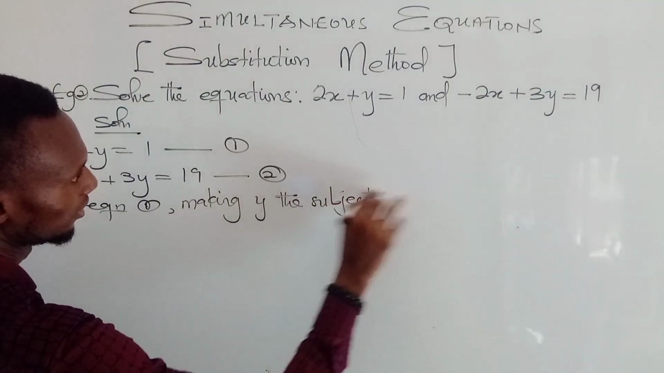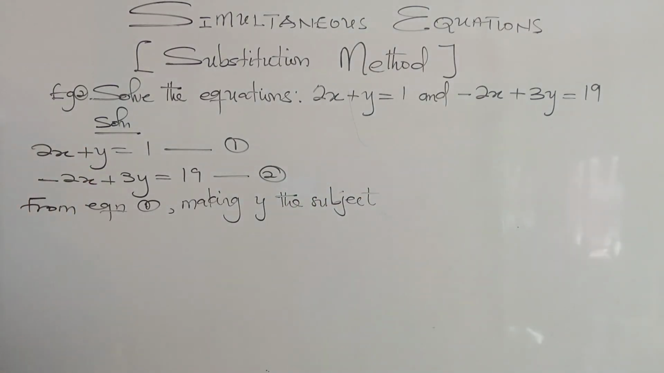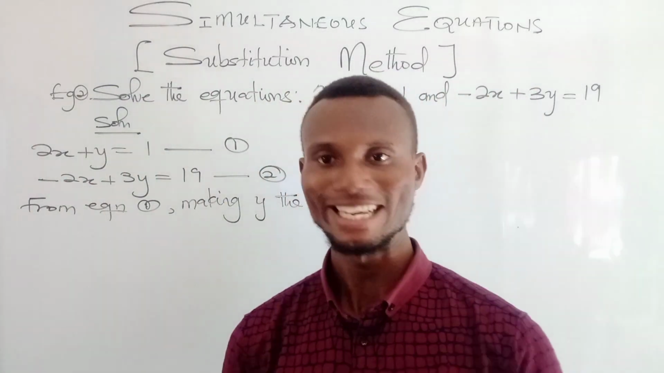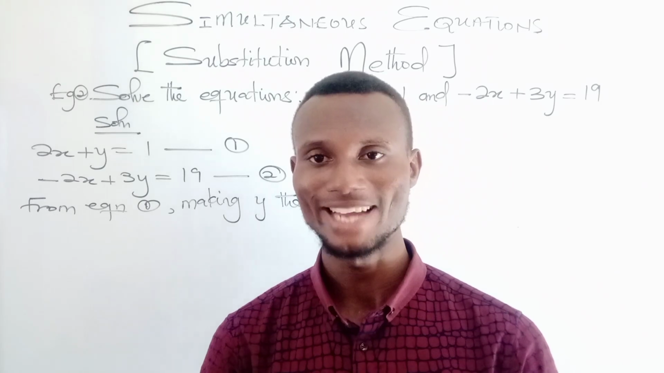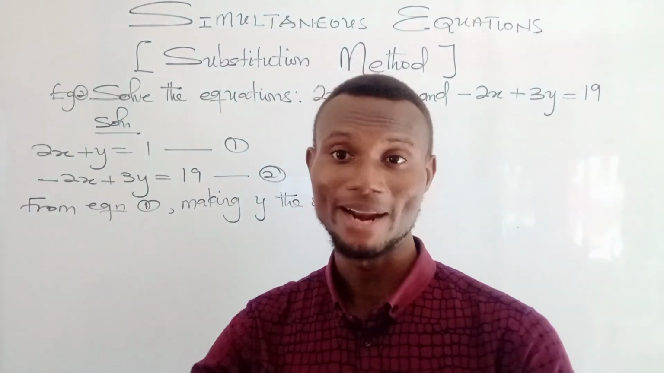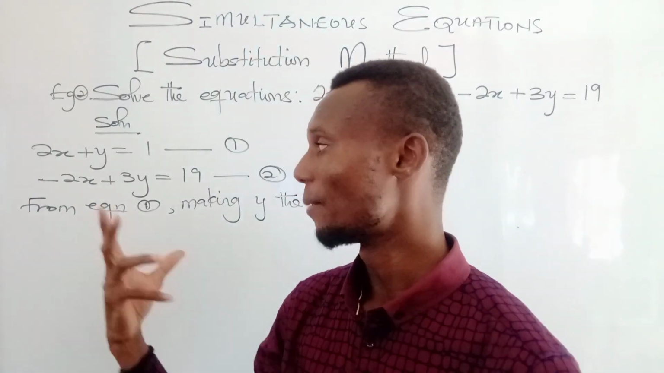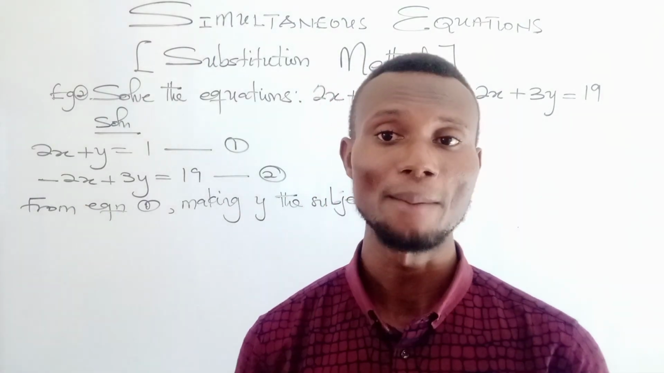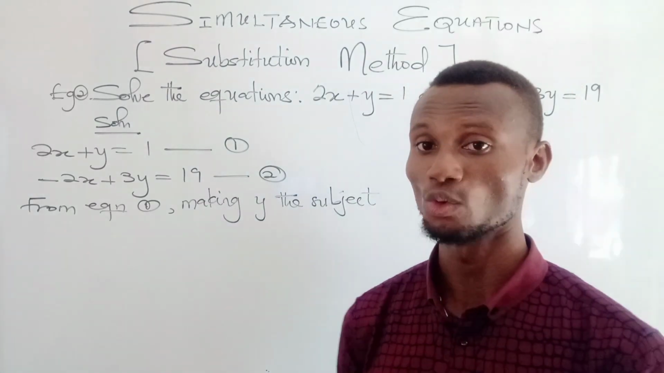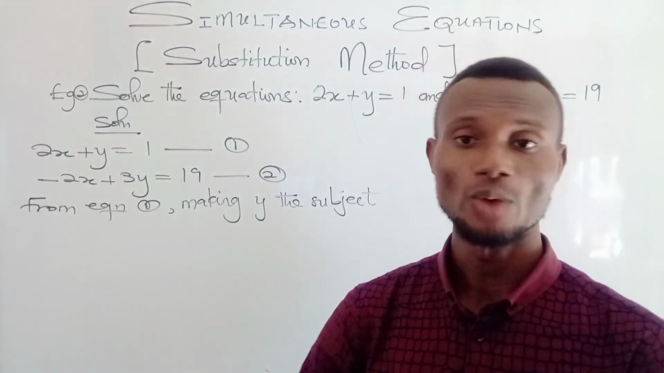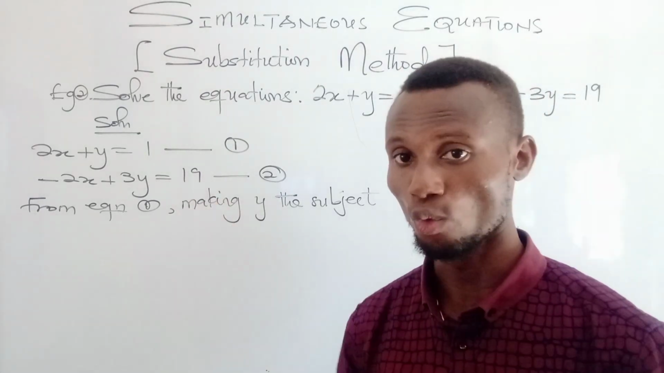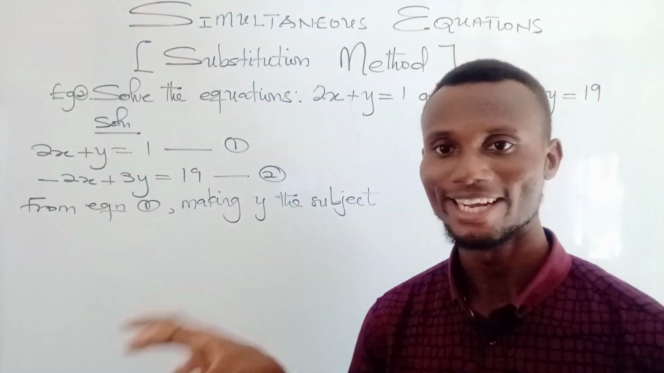Okay, so I'm going to make y the subject from equation 1. Making y the subject simply means that you are making y stand alone. I've taught you change of subject, so we are applying that knowledge here. Everything which is attached to y, we are going to move away so that y can stand alone in the equation, and that is making y the subject.